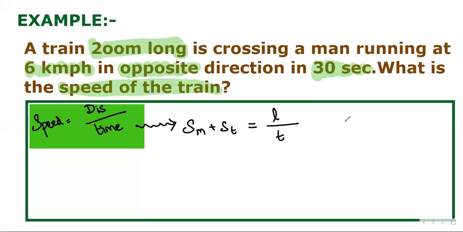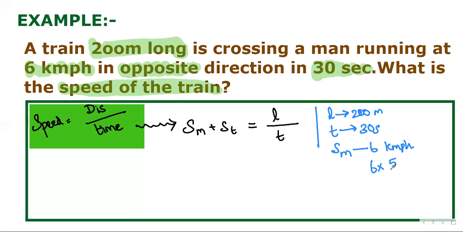So let's substitute the values, but before that we need to be more careful about units. Length is given in meters, time is given in seconds, whereas the speed of the man is 6 km/h, which is different from all the other units. So let's convert this into meters per second by just multiplying with 5/18.